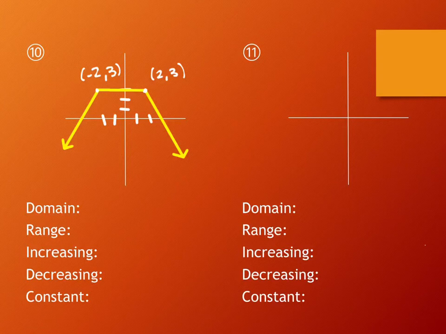What's my domain? Negative infinity to infinity. How about my range? Negative infinity to 3. So my y value of 3 is where I've topped out, sort of like a plateau. So this is negative infinity to 3, and I do have it equaling 3 there.